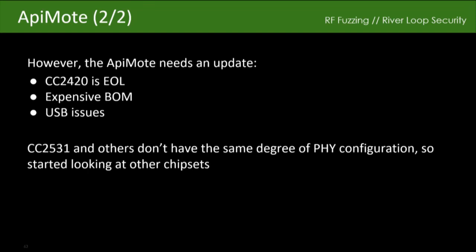Additionally, in recent years, we've encountered some USB issues, as you know. PHY USB has diverged from whatever configuration is in our FTDI chip that's on the board. The CC2531 is a chip that we looked at to upgrade to. However, it doesn't expose PHY configuration registers in the same way that the CC2420 does. So we're limited to a much stricter implementation of the PHY there. So I started looking at some other chipsets as things that we could build on.